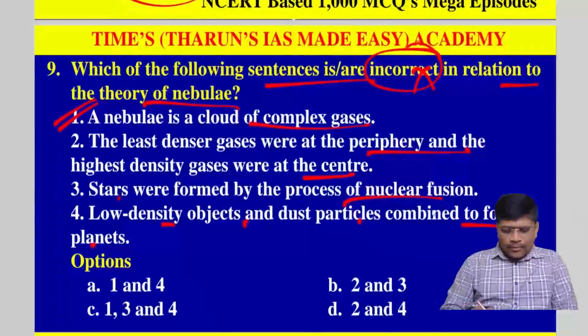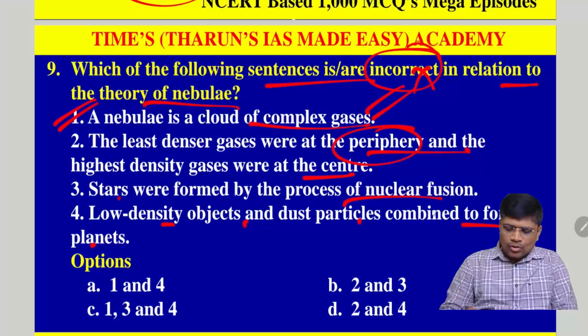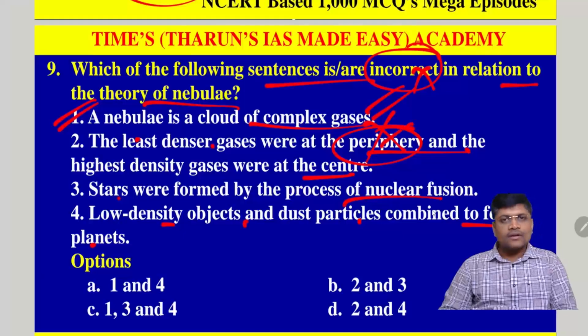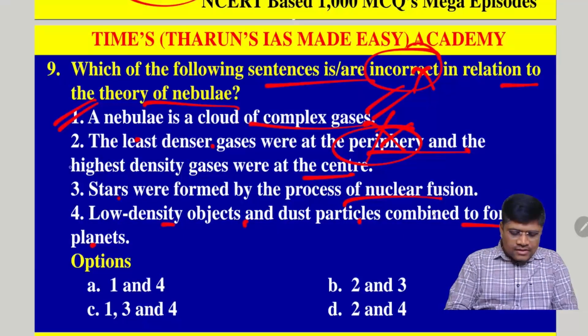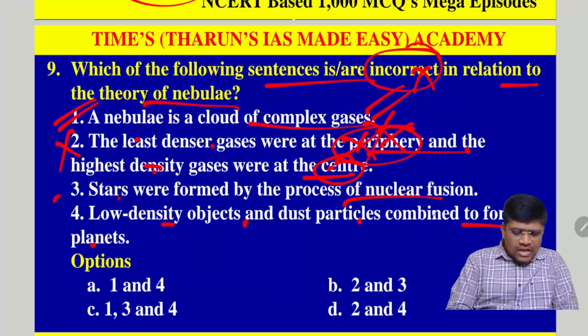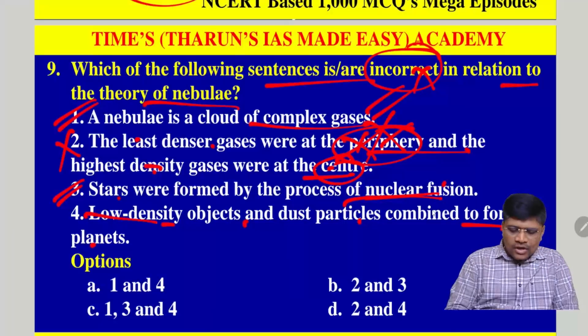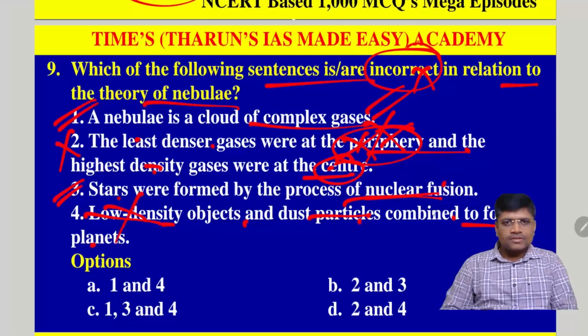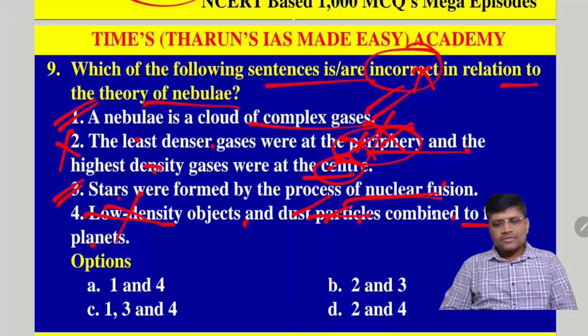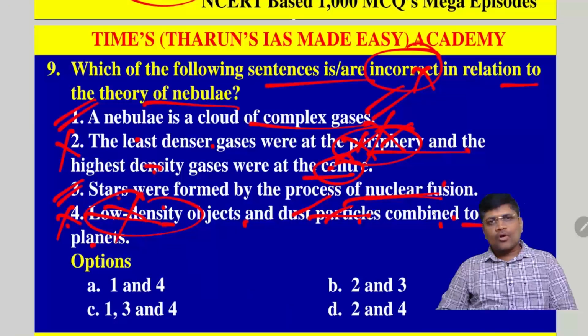So here it says a nebula is a cloud of complex gases. It is right. The least dense gases were at the periphery? No, the least density gases were at the center of the nebula, and the highest density were found at the periphery, not the center. So these two words are interchanged. That's why the second statement is wrong. The stars were formed by the process of nuclear fusion reaction. This statement is correct. Again, low density objects and dust particles combine to form the planets? No, high density objects and dust particles, rocky debris, combine to form the planets. So because of the low density objects, the fourth statement is wrong.